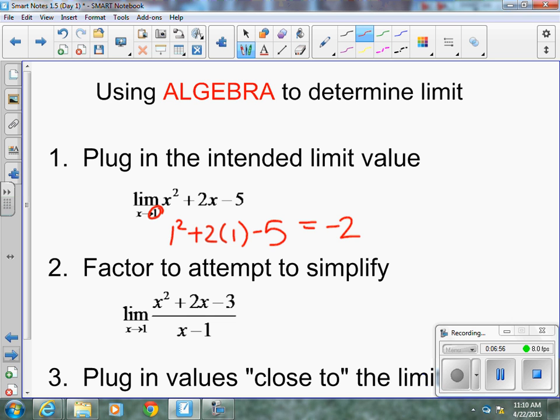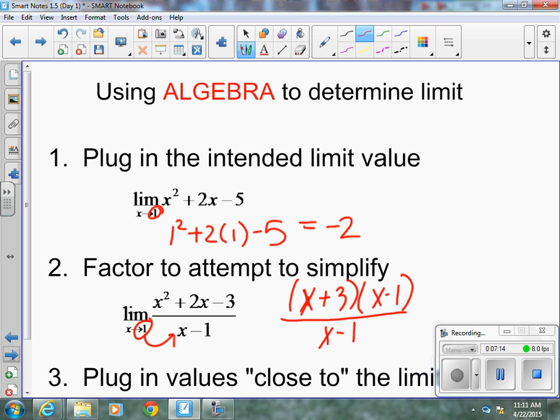If you can't plug it in, notice how plugging in a 1 here would give us division by 0. Then we can do some algebra. Lots of times factoring, not always factoring, but oftentimes that will work. We'll talk about some other methods as we get deeper into this. Our x minus 1s will cancel out. We get x plus 3, then plug in the 1, and we end up with a limit of 4.